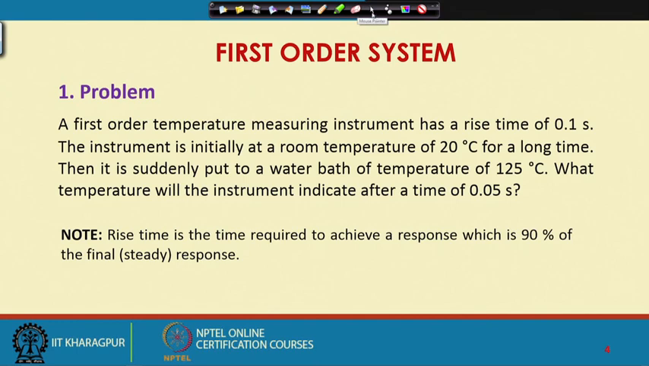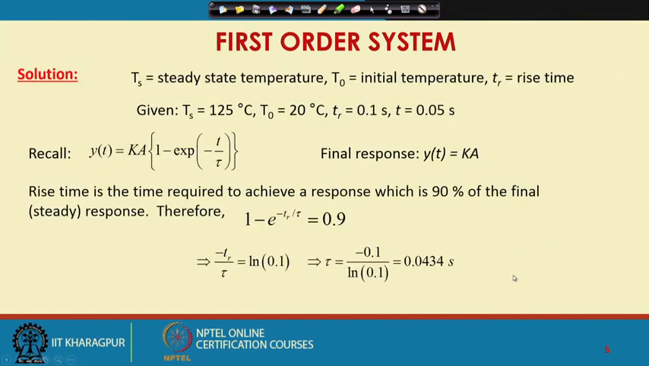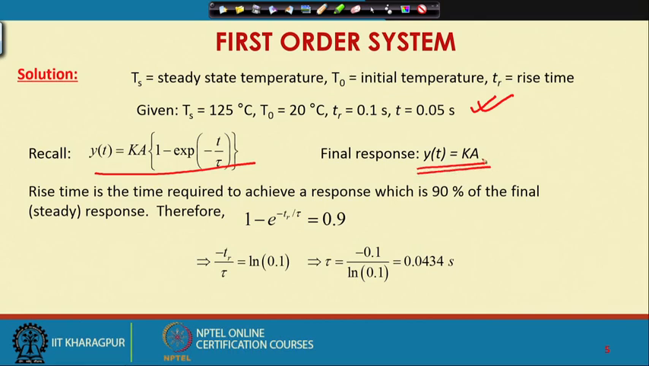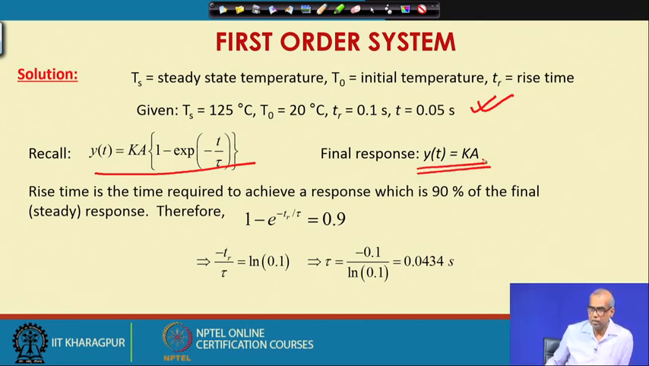So, now let us look at here. These are the values or informations given. This is the equation I was talking about. Here the value of k is 1, that is fine. So, the final response is y t equal to k a, or considering k equal to 1, it is a. Now, rise time is the time required to achieve a response which is 90% of the final or steady response.